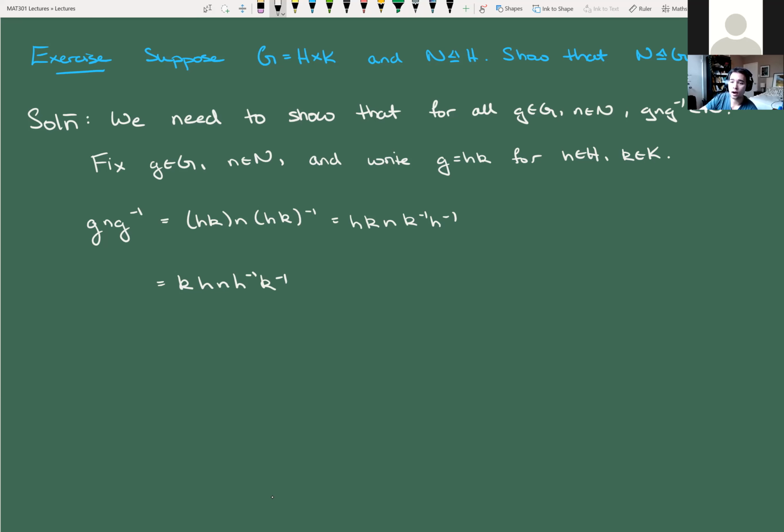However, now I can use the fact that N is normal. What that means is that h n h inverse is in N. And N is itself a subgroup of H, so that whole thing is actually in H. And again, H and K commute with each other. Maybe let me put brackets around this, so we're thinking of it as one element. That thing is in H, and H commutes with K, so now I can take that k and push it through to the other side.